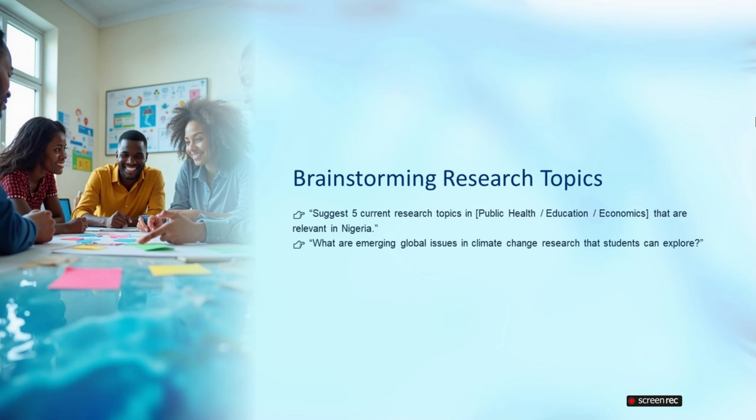Now, with artificial intelligence, you can do a lot of academic interaction, academic brainstorming, even with the machine. Like we have on the screen, what are emerging global issues in climate change research that students can explore? Okay, so you can do a lot of brainstorming with artificial intelligence. Now, the second aspect I mentioned is crafting your research questions and objectives.